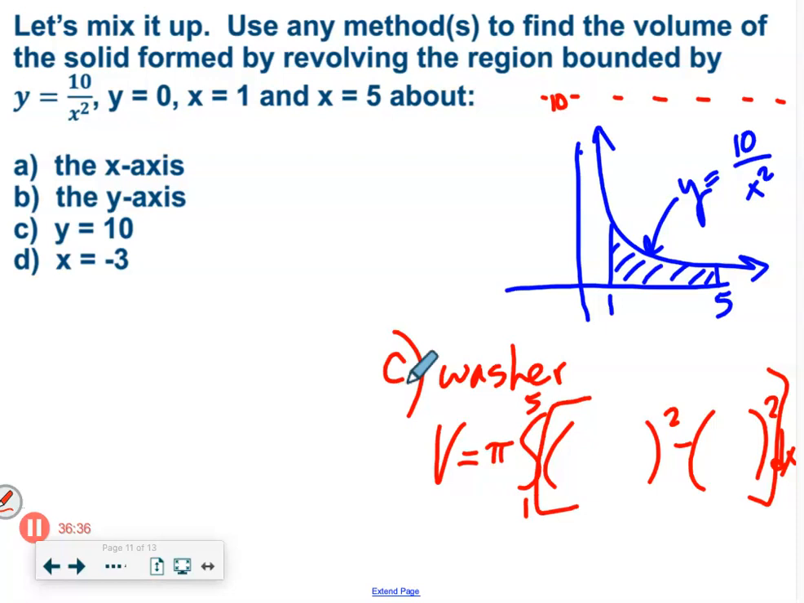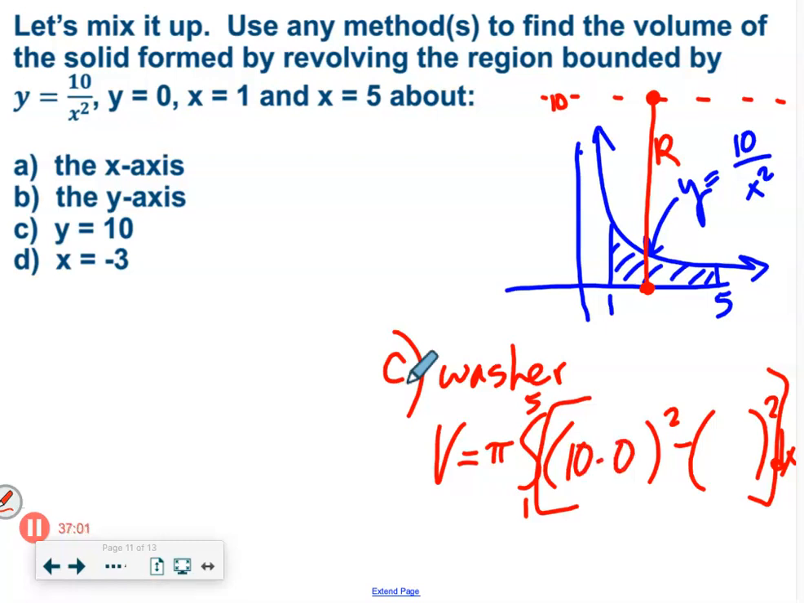Okay, big R. You start with your pencil on the axis of revolution and draw a line to the farthest away function. That's big R. You can't do that if you don't have the picture on your paper, right? 10 minus 0, that's big R.